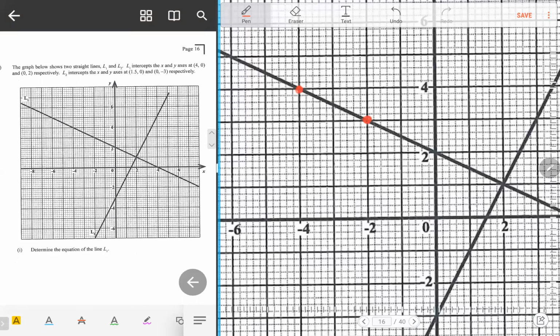So to go from this point to this point, you rise -1 and run 2.